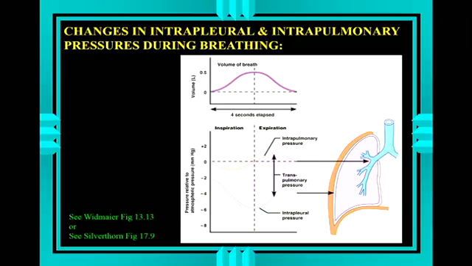Now, these values are for quiet, normal breathing. Obviously, more forceful breathing will lead to a bigger negativity and hence more air moving into and out of the lungs. Okay.